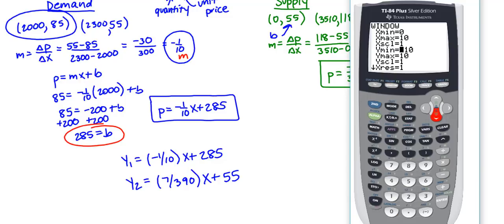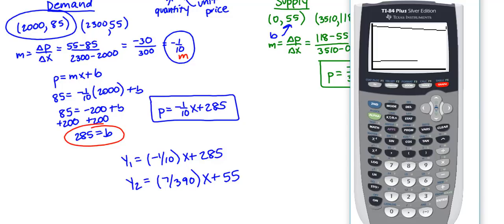And then to find our appropriate viewing window, I tend to always look at the y-intercepts. So here our y-intercepts are 55 and 285. So I need to choose our y-max to be large enough to see both of those. So I'm going to choose my y-max to be 300. And as a starting point, I'm going to choose my x-max to be the same. And it's just a trial and error process that we go through to get the appropriate window.